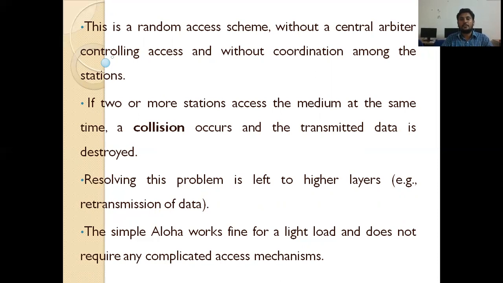So the simple Aloha works fine for a light load and does not require any complicated access mechanisms. In this way, if a collision occurs, automatically it destroys the data. If data is destroyed, you have to transmit the data again and again. The mobile station has to transmit the data again and again. That is a very difficult task. So only for a very light load does the simple Aloha work fine, without requiring any complicated access mechanisms.